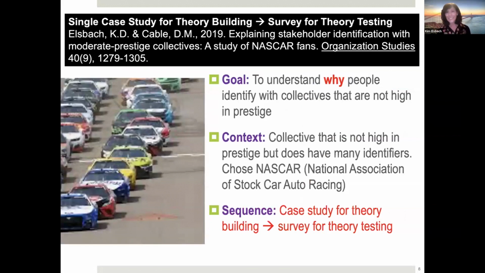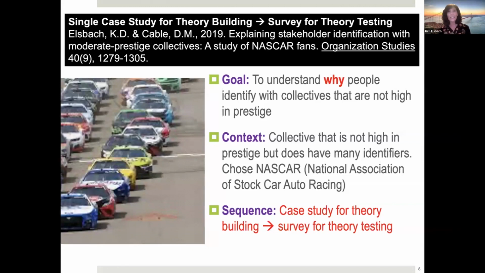A second, more recent example involves a publication that I did with my colleague Dan Cable, who's at London Business School. And here the goal was to understand why people identify with collectives that are not high in prestige. Because perceived external prestige was the primary predictor of organizational or collective identification. But we all can identify organizations that are not high in prestige that still have identifiers. So here I wanted to study why this happens.